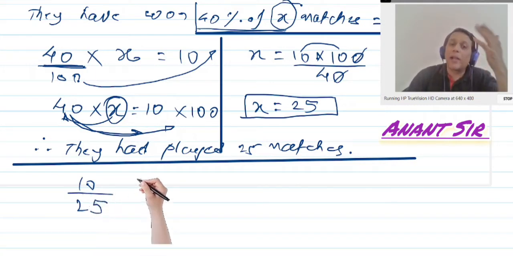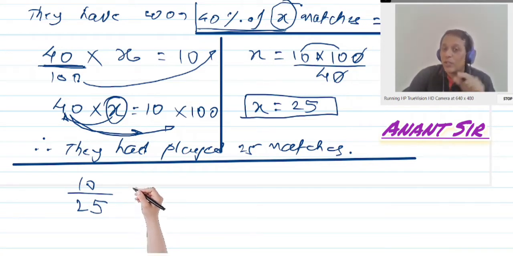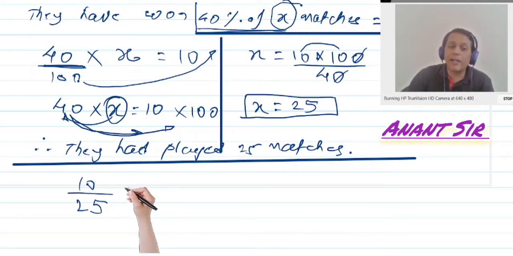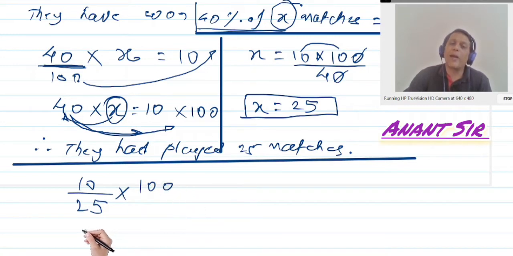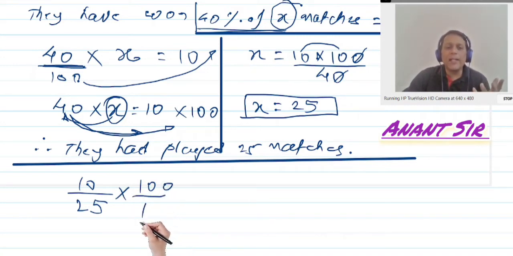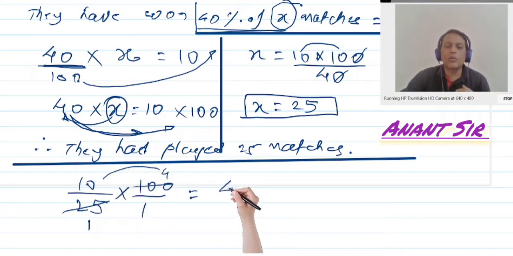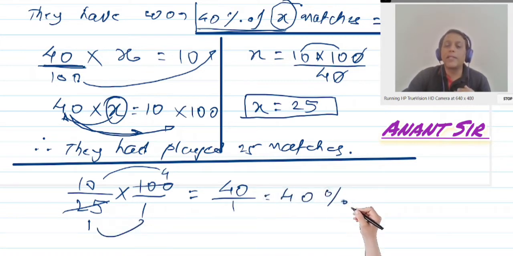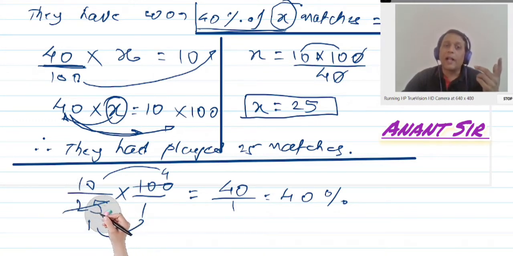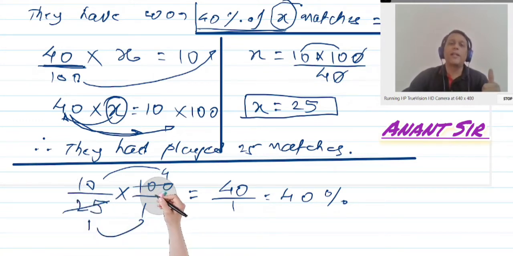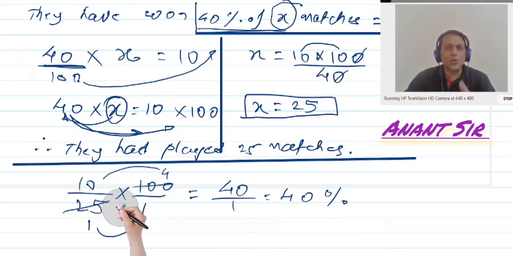To find the percentage, what we do? We just saw in the last question. To find the percent, what we do is we just multiply by 100. Now simplify this. 25 ones are 25, 25 fours are 100, then it becomes 10 fours are 40 by 1 ones are 1, that is 40%. So the win percentage is coming to be 40. That means we are exactly right, no problem. Yes. So that brings us to the second last question, question 5.